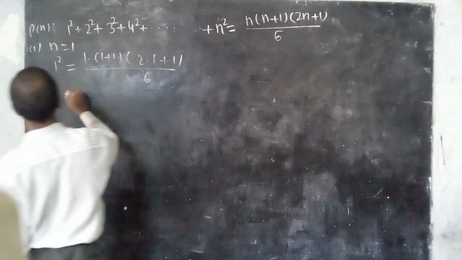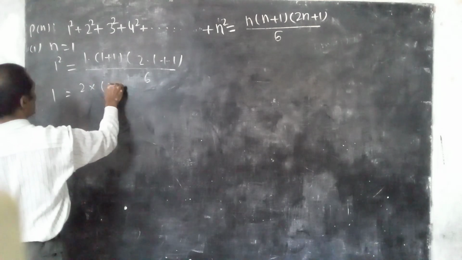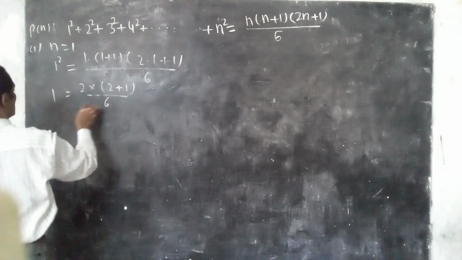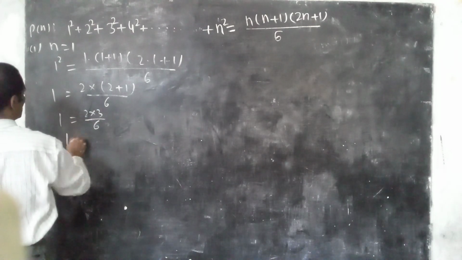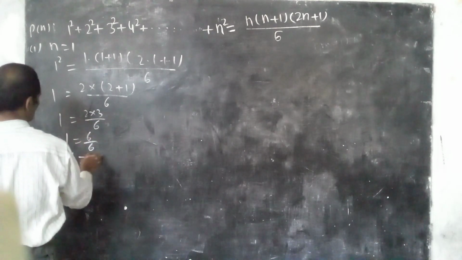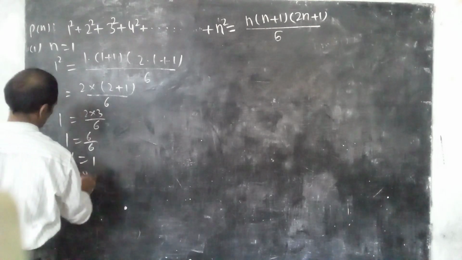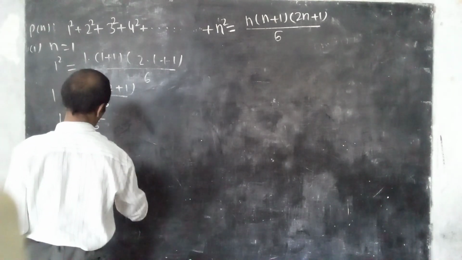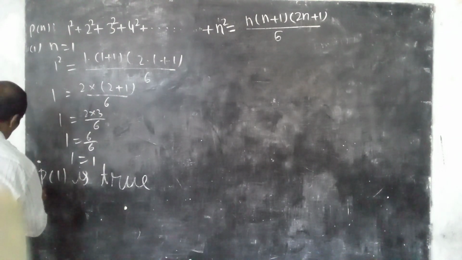Then you get 1 square is 1, equal to 1 into 2, 2 into 1 plus 1 by 6, which is 2 into 3 by 6, which is 6 by 6, which is 1. So 1 is equal to 1. Hence P1 is true.